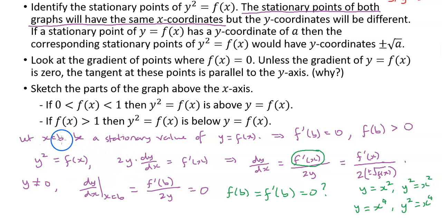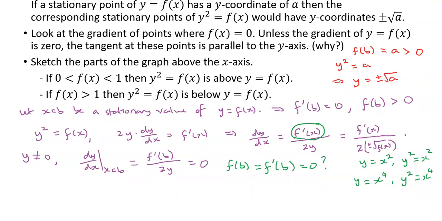So let x equals b be the stationary value of y equals f of x. Then that means that f of b is equal to a, and we proved that it's also a stationary point of the curve y squared equals f of x. And so since y squared is equal to f of b, which is equal to a, at that point we must have that y equals plus or minus the square root of a. And again, a is greater than 0.